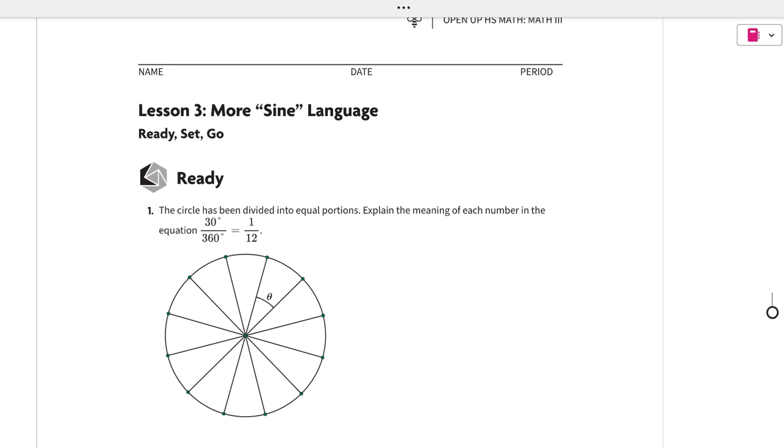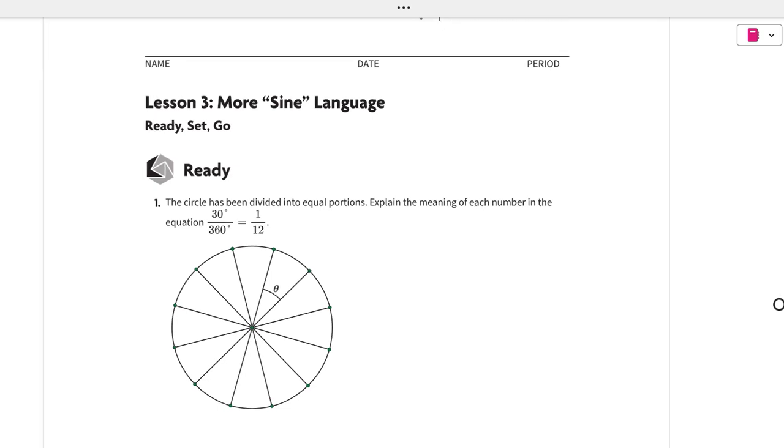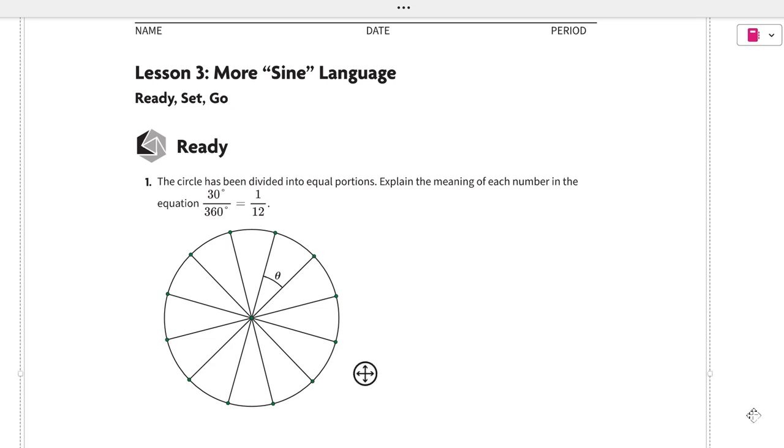So the first problem on the Ready section says, the circle has been divided into equal portions. Explain the meaning of each number in the equation. 30 degrees divided by 360 degrees equals 1 out of 12. So if we look, I'll start right here. We have 1, 2, 3, 4, 5, 6, 7, 8, 9, 10, 11, 12 segments. So it's saying that this theta is 1 out of the 12. So that's what the 1 over 12 is saying.